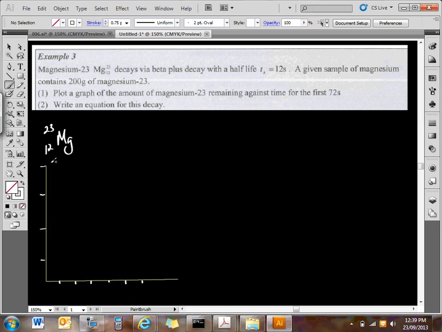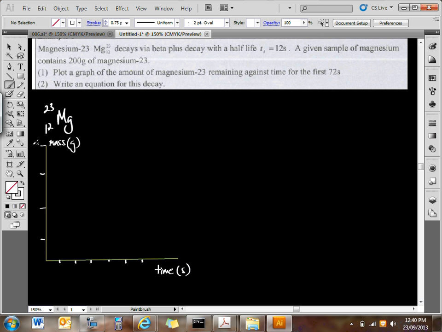So this is our mass on the y-axis in grams. This is our time in seconds. We start with 200 grams, 150, 100, 50. 12 seconds, 24, 36, 48, did I get enough here? 60, yes, 72. First 5 half-lives. 72 seconds. Okay, that's good.